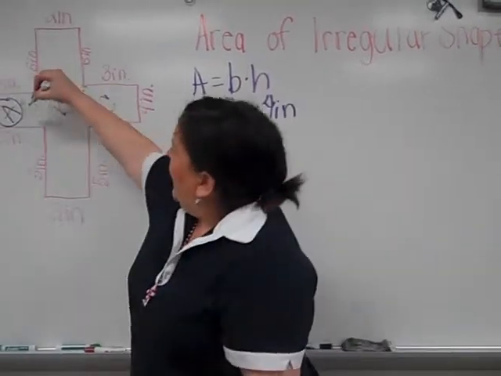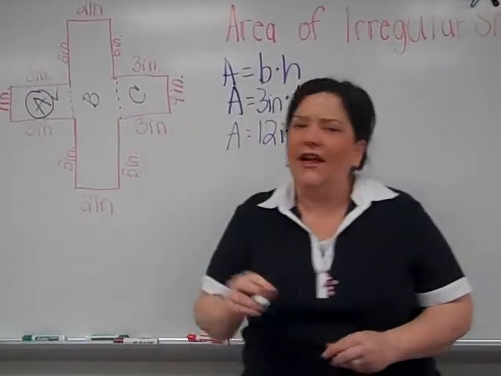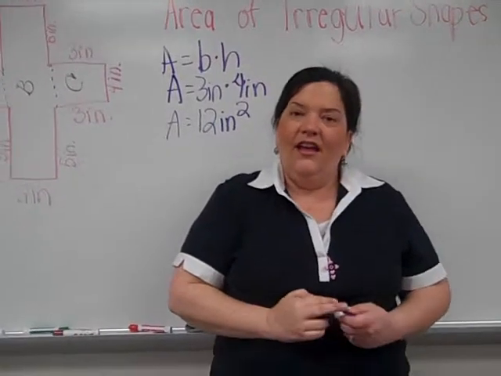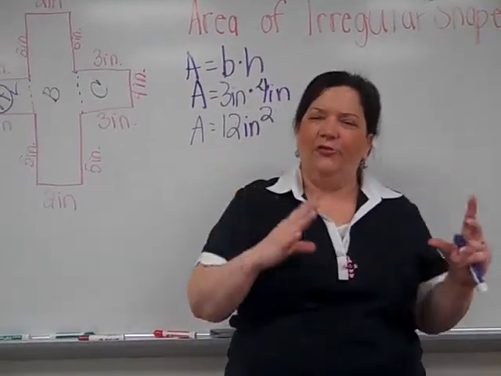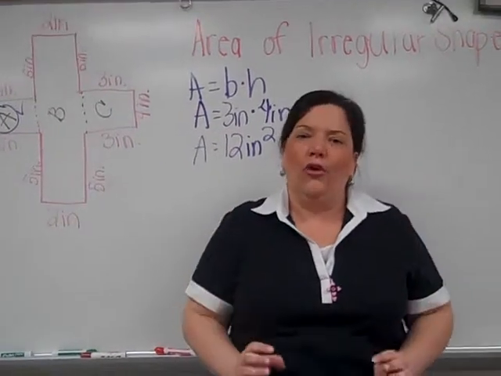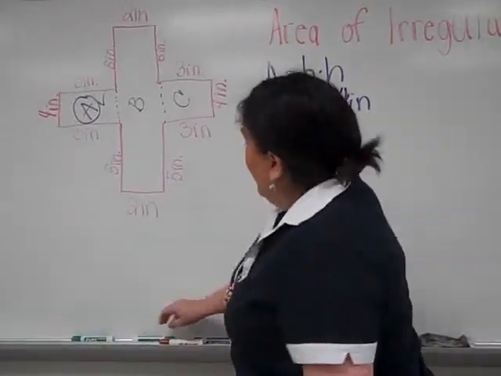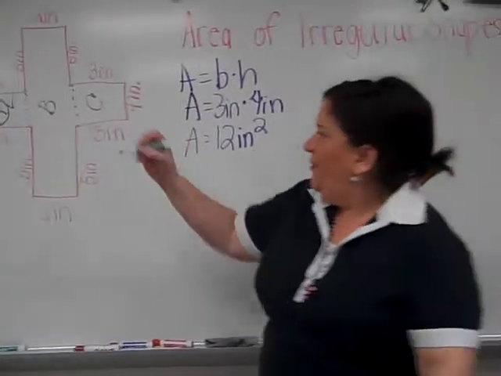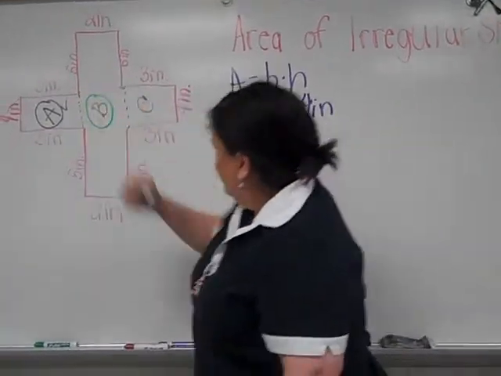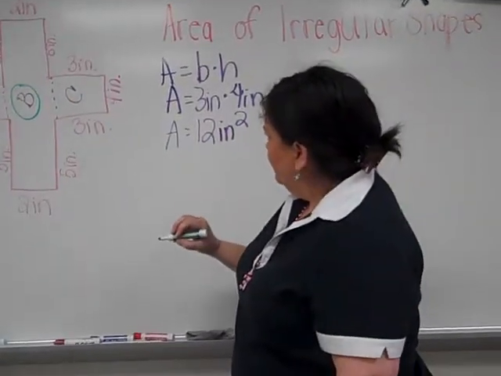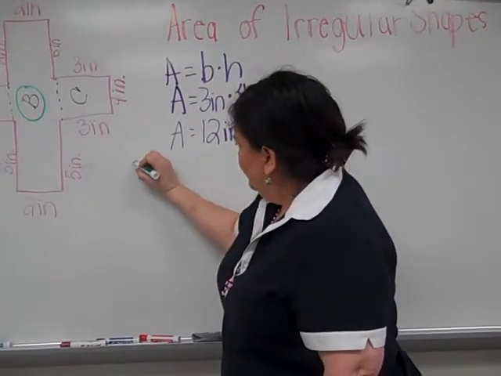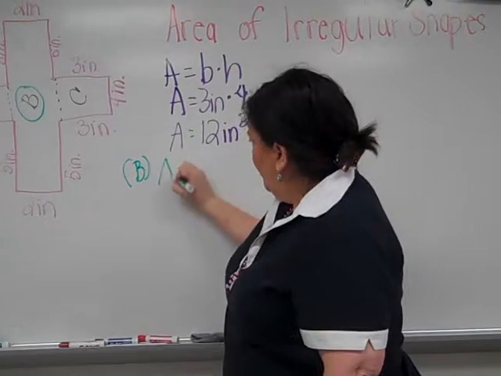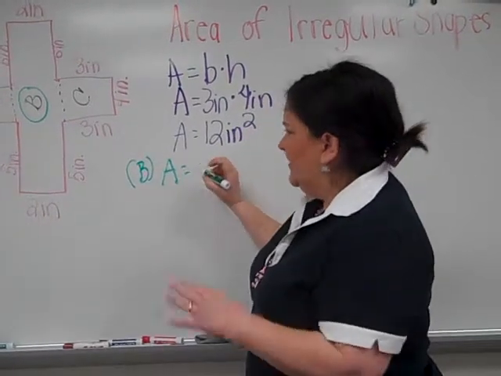We've just done A, and it might help to put a check mark next to the shape as you solve for its area. It kind of helps you keep your work organized. The next shape we're going to talk about is shape B. And for shape B, we're going to use the same formula because it's a rectangle.